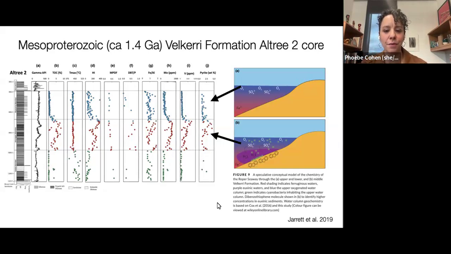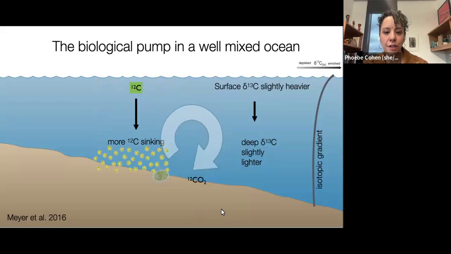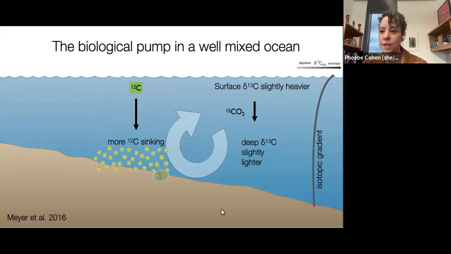Okay, so what's the framework that we were using for this? The biological pump in a well-mixed ocean, this is a little cartoon version. You have photosynthetic organisms that are preferentially taking up C12, they sink and die. And in a well-mixed ocean, because of remineralization from respiration, that light CO2 then recirculates up to the surface ocean. And so we get a relatively shallow isotopic gradient. I highly recommend Katja Meyer's 2016 paper, which does a beautiful job modeling this scenario.